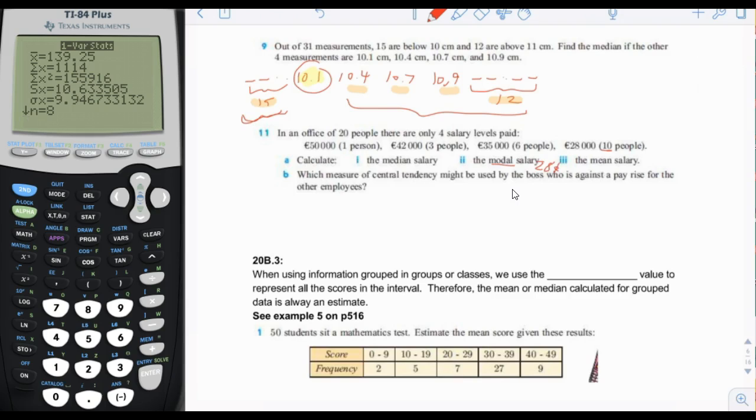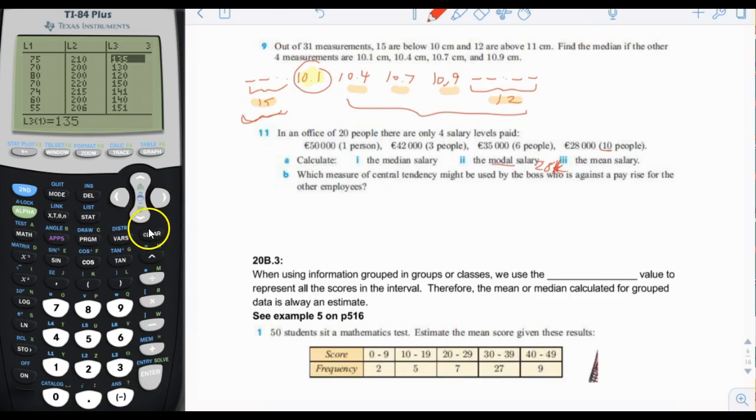Okay. Now the mean salary, we're going to have to use the calculator. So we'll do stat, edit, and put it here in L4, and we're going to use L5 too. We're going to put 50,000, 42,000, 35,000, 28,000 in the first column, and 1, 3, 6, 10 in the second column. Hold on while I do that.